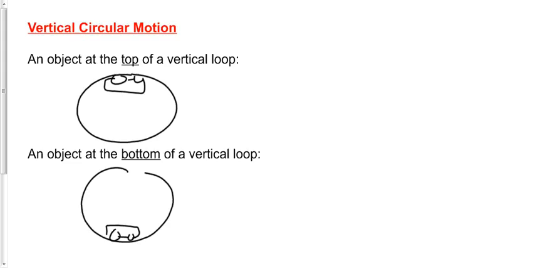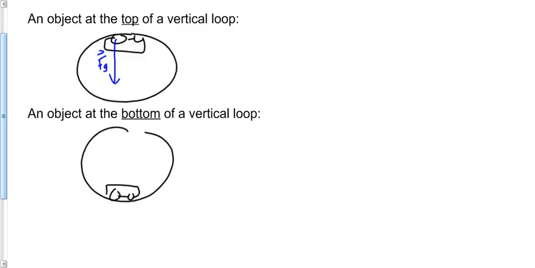Gravity. Gravity. And gravity acts down. Let's label that force of gravity downwards. In fact, while we're at it, we might as well label gravity on this one as well because it's acting down in both cases. Gravity always acts down. Remember, even when we had the inclined plane where the car was at an angle, gravity still acted straight down.